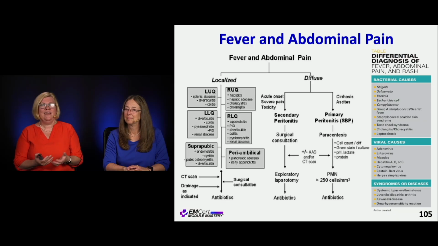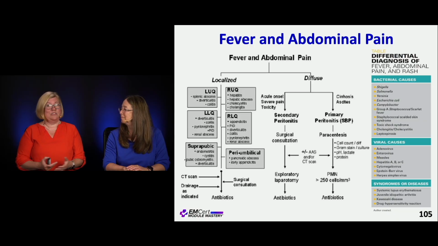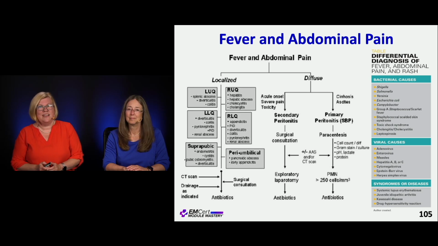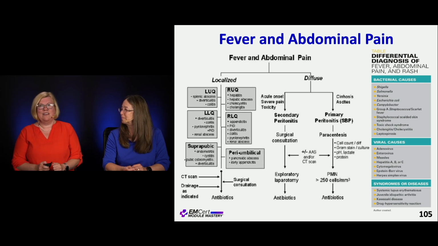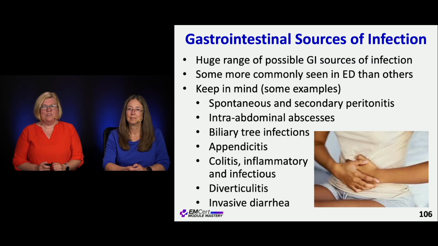This is one of those general slides that reminds you that there's left upper quadrant, right upper quadrant, all the different things that could be in those different areas. Some of these are going to get CT scans, some are going to get surgical consultations, but then you also have patients with non-focal, diffuse abdominal pain, and that could be things like peritonitis, which has a list of things that cause it. So the differential is quite large, and you've got to get your exam and your history to nail down what's going on. There's a huge range.